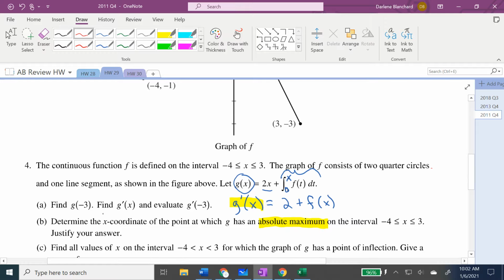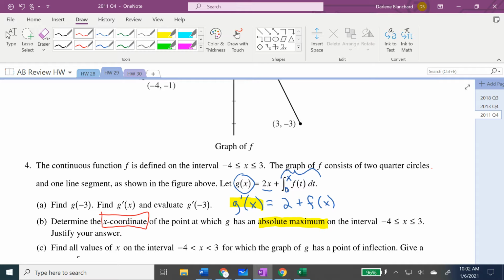This says determine the x coordinate of the point at which g has an absolute maximum. Now, because it says determine the x coordinate where it happens, you don't have to actually find the absolute maximum. You just need to justify the x coordinate that it occurs at.